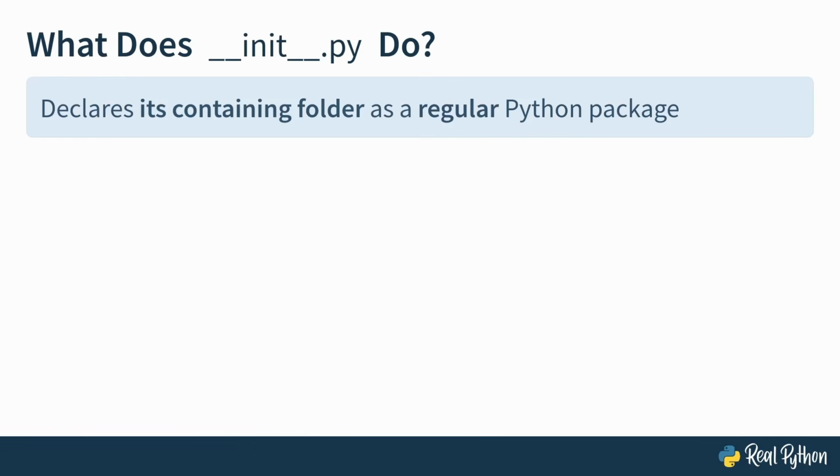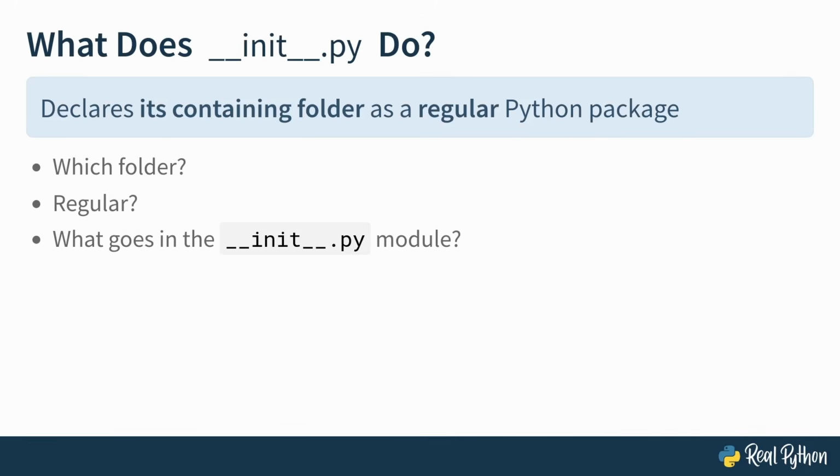So what does the dunder init.py module do? Well, it declares its containing folder as a regular Python package. Now, what does that mean? So which folder is the containing folder? What is a regular package, or what is a package for that matter? And what goes into the dunder init.py module? Well, let me break that down for you.